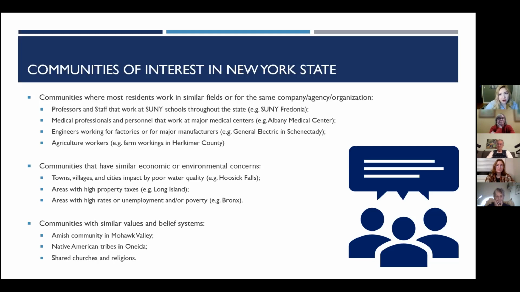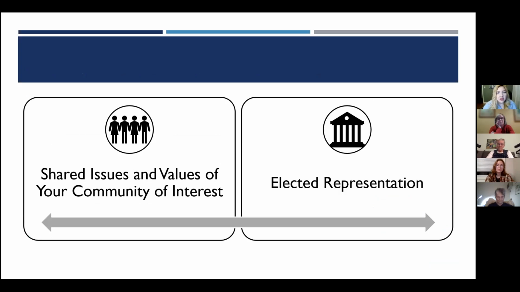Or it could be communities that have similar economic and environmental concerns. Maybe you have really bad water quality in your town, or maybe you have really high property taxes, or maybe you have really high unemployment and poverty. Or it could just be communities with similar values and belief systems. Amish communities, shared churches and religions, Native American tribes, all those things can make you a part of a community of interest. So basically what we're doing here is we're trying to link together the shared issues and values of our community of interest with elected representation and making sure that our elected representative is actually representing us.